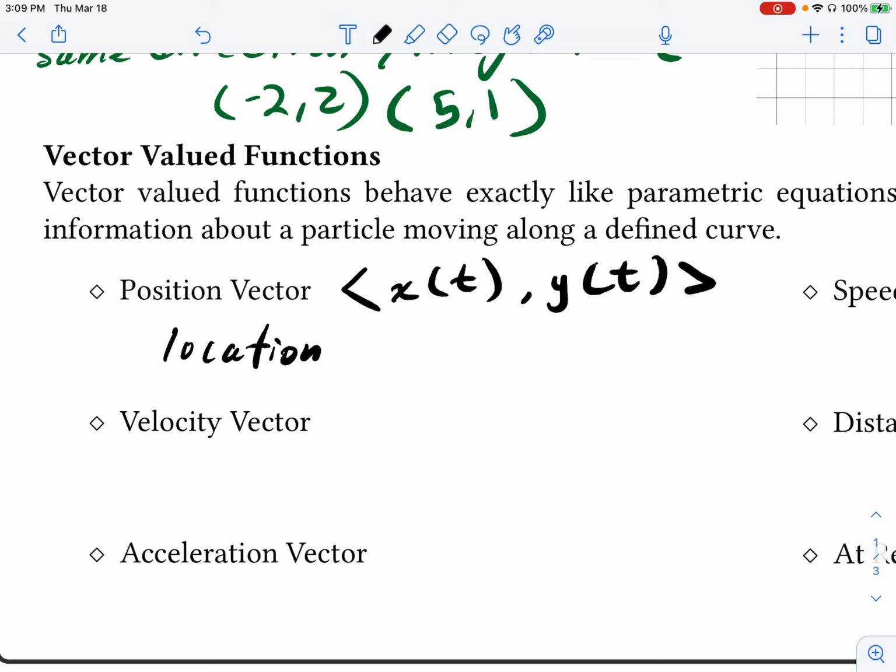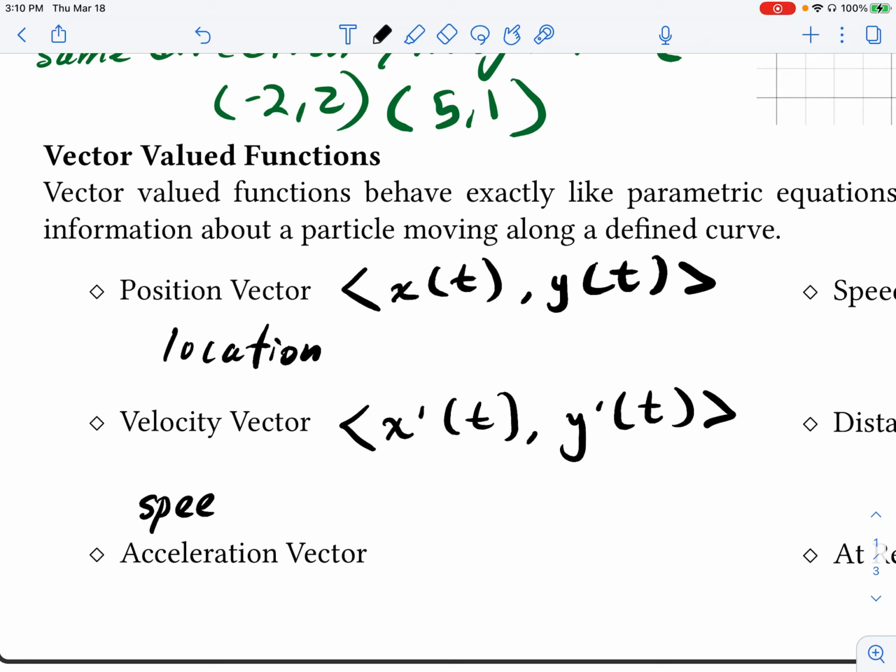Well, what about the velocity vector? The velocity, if you recall, is simply the derivative of the position. So we would say that this would be x prime of t and y prime of t. And again, this is going to give us the speed. And here's an important distinction. It's not only our speed, but it's our speed with, and I'm going to underline that, with direction. Because without direction, we're just describing the speed, and we'll talk about that in just a moment.